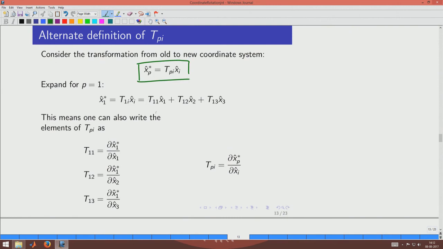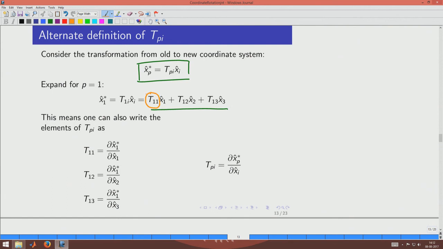And when we expand it, we are getting this expression. So, we take p value to be 1. So, we are looking at the first unit vector of the new coordinate system and expanding it in terms of the 3 unit vectors of the old system. Now, you see I want to get T11 and that is what I want to now check. So, I want to get this.